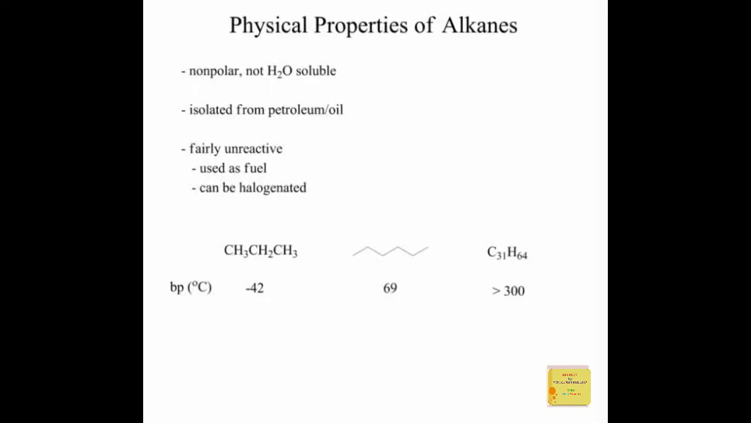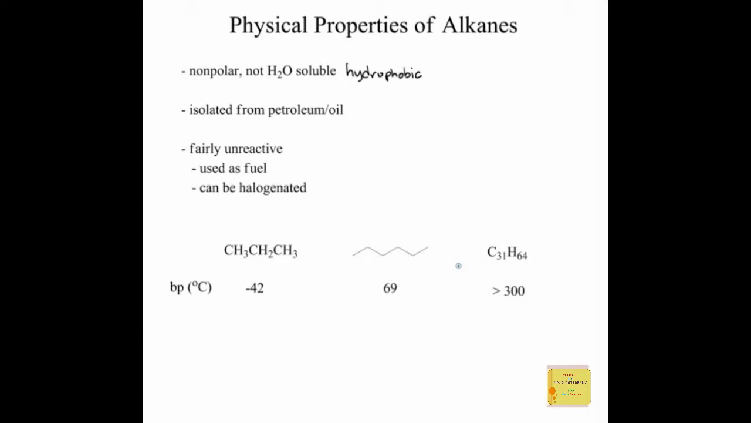Let's talk about how alkanes will behave. What sort of physical properties would they have? Alkanes just have carbons and hydrogens, so they are going to be nonpolar molecules. That makes them not very soluble in water, not at all soluble in water, because water is a very polar molecule, and we know like dissolves like. So we could describe alkanes as being hydrophobic, because they have very poor interactions with water.